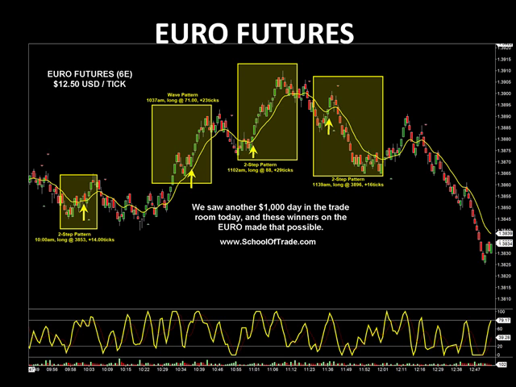Symbol on this is 6E, and this is $12.50 USD per tick. Now, guys, we saw another $1,000 day here in the trade room this morning, so another very profitable day. Last week we had 4 out of 5 days were $1,000 days in the trade room. It was about 700 and change yesterday, and a $1,000 day today. And of course, the euro really made that possible.